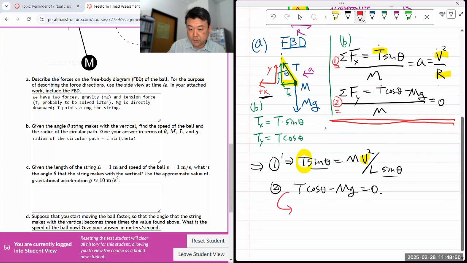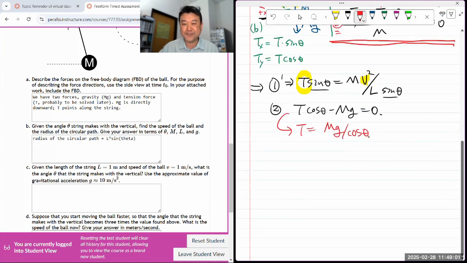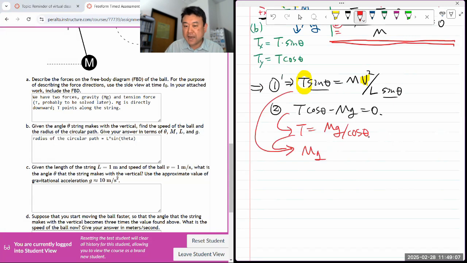So solving the second equation for tension, just because it's a little bit simpler, T is equal to mg over cosine theta. I invite you to double check my algebra, to make sure I didn't make any mistake doing this in my head. Plug this into equation 1, you get mg sine theta over cosine theta, so mg tangent theta, is equal to mv squared over L sine theta. Masses cancel out, great.